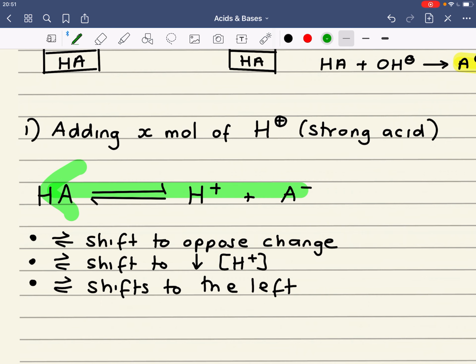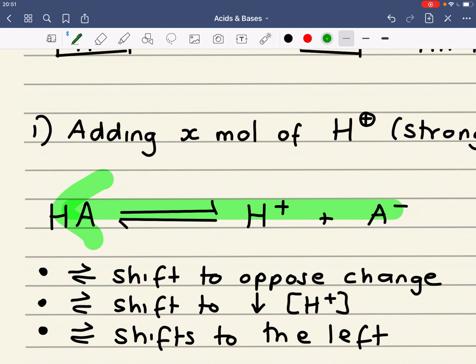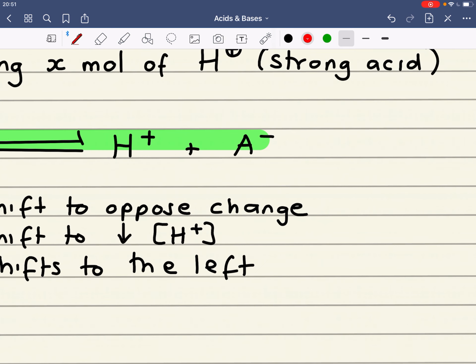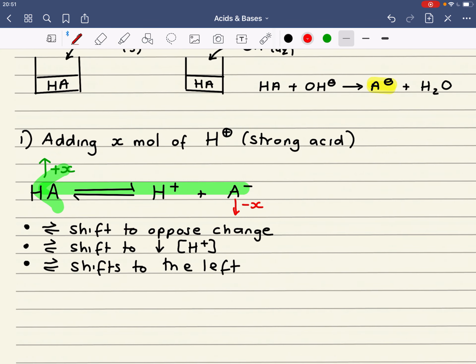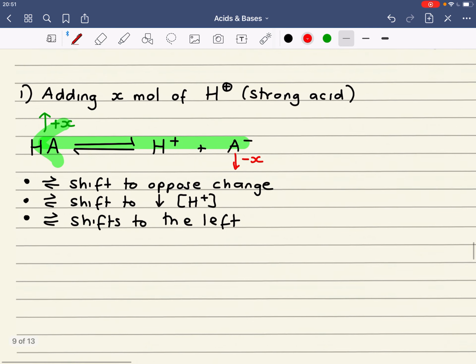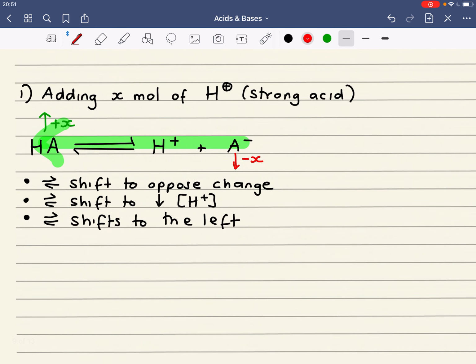So in the process, what you will do then is the HA moles will increase by the number of moles of H plus that are added, and your moles of A minus will decrease by the number of moles of H plus added. Okay, so that's what occurs when X moles of hydrogen ions are added to a buffer solution. You've got the qualitative explanation, and then we've got a bit of an insight into quantitatively what will happen.